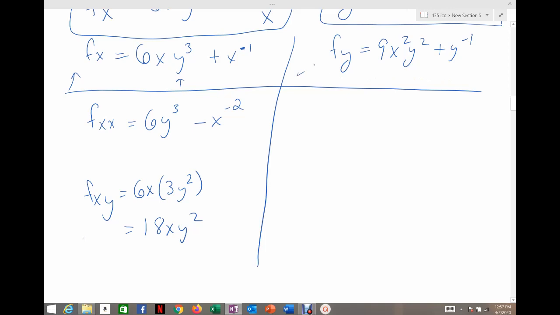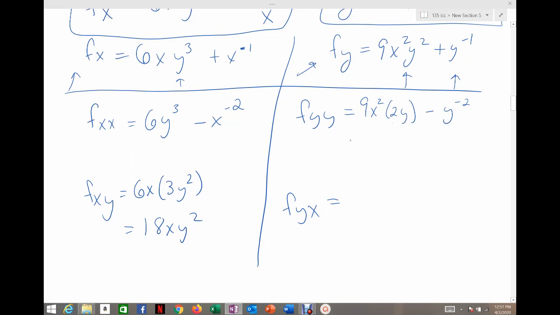Now I'm moving over here, looking at this function, taking its second derivative with respect to y again, and then the derivative with respect to x. Alright, so first, with respect to y, so I'm looking at my y parts. The 9x squared comes along. That's a constant. Derivative of the y squared will give me 2y. And the derivative of the y to the negative first will give me negative y to the negative second.